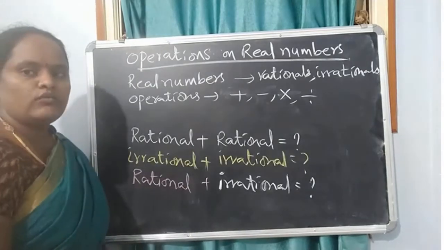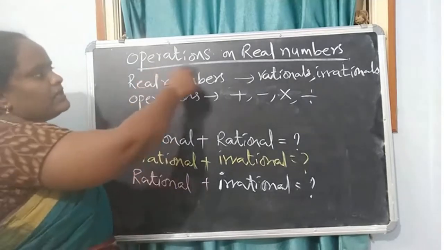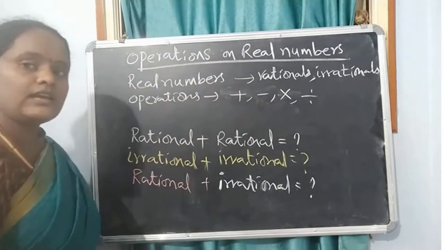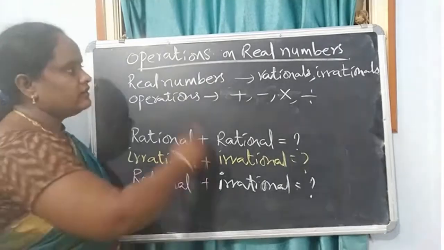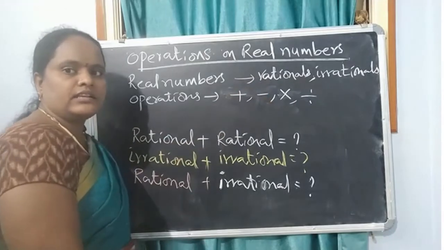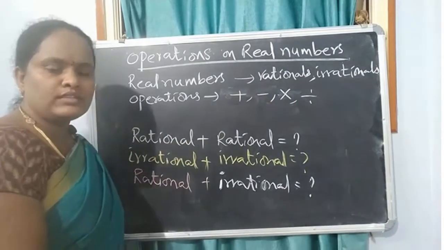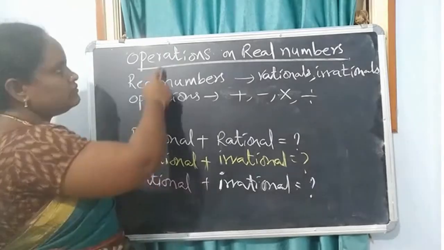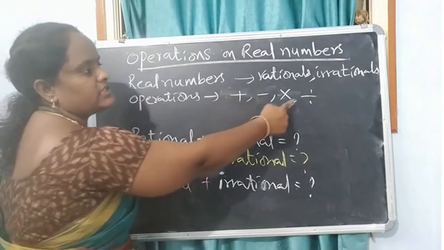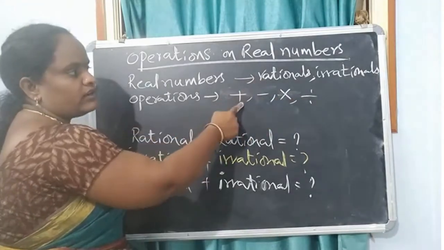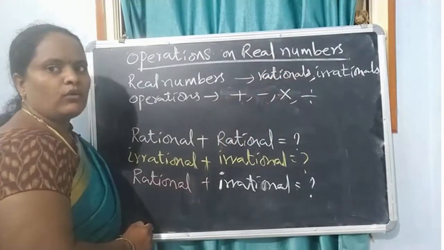Now let us move on to the next topic, that is the operations on real numbers. Let us recall the definition of real numbers which we have seen in the last video: the combination of rational and irrational numbers. You know how to add, subtract, multiply and divide rationals, that is fractions and integers. Here operations means plus, minus, multiplication, division. Since you know rational numbers, we are going to see more about irrational numbers.